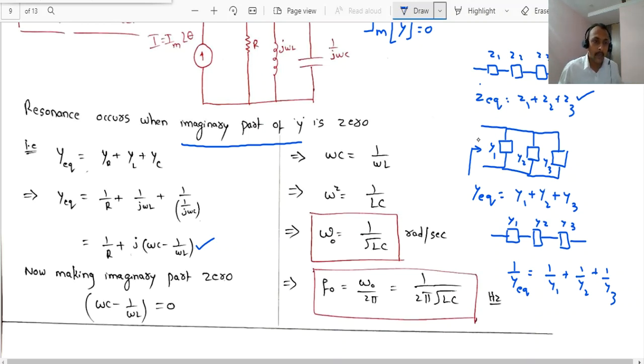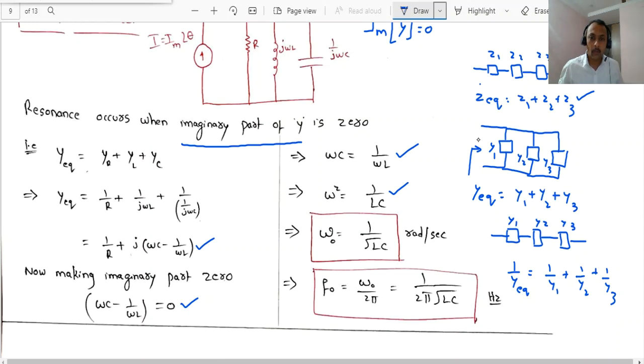Now observe: omega C minus 1 by omega L equals 0. Omega C equals 1 by omega L. Omega square equals 1 by LC. That particular frequency is denoted with omega naught, the resonant frequency. The frequency at which this condition is satisfied is the resonant frequency omega naught. Omega naught equals 1 by root LC, radians per second.